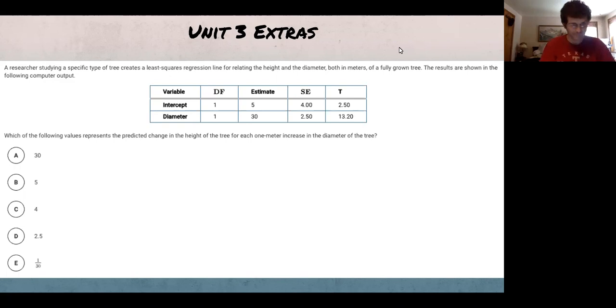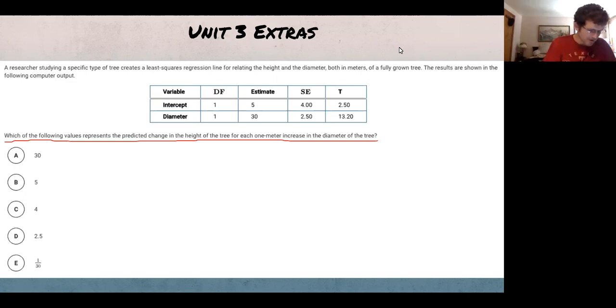All right, so what we're looking at is a printout, and I'm just going to jump to the question. Sometimes that's what I do, I say the question itself will maybe give you enough of an idea. Which of the following values represents the predicted change in height of the tree for each 1 meter increase in the diameter of the tree? So maybe I go back to the original words up at the top.